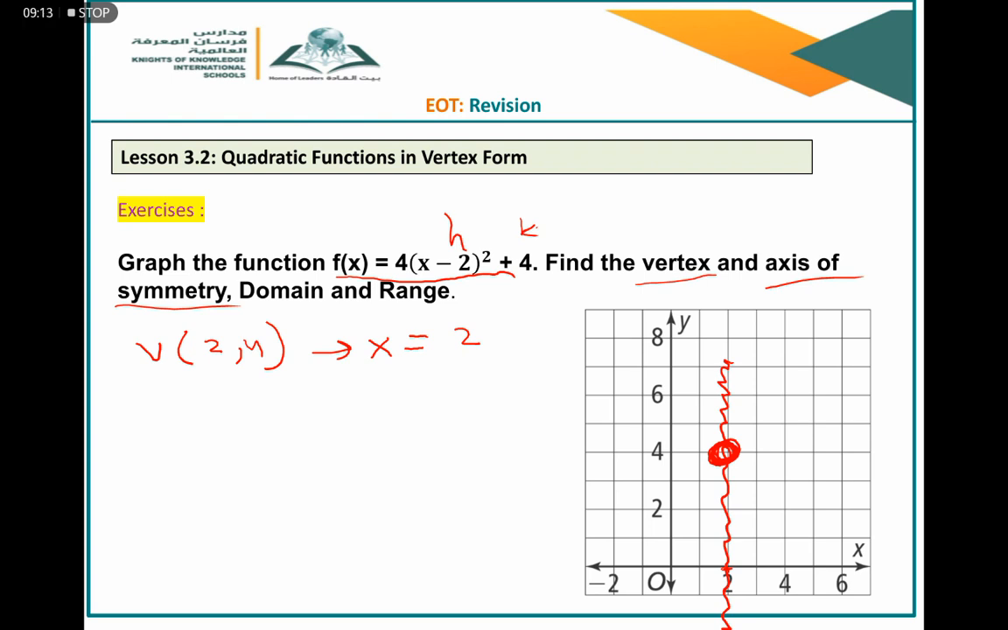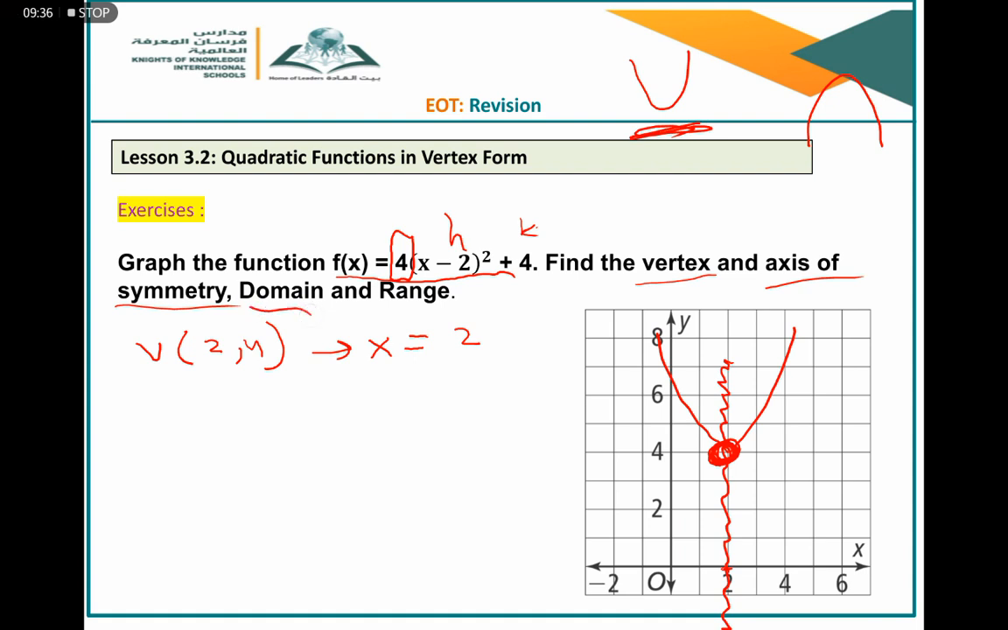Okay, I need to know if it goes upward like this, or if it moves down. I go to the leading coefficient here and I ask him, are you positive or negative? He said I'm positive, so you have to go upward like this one. Are you happy with that? Yes, me too, me too.